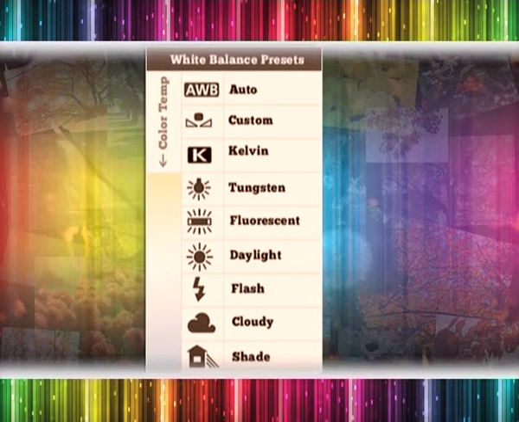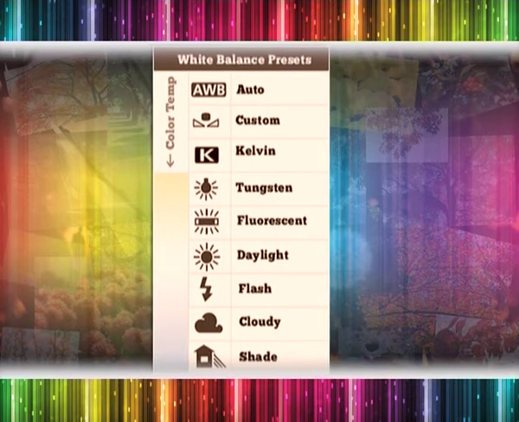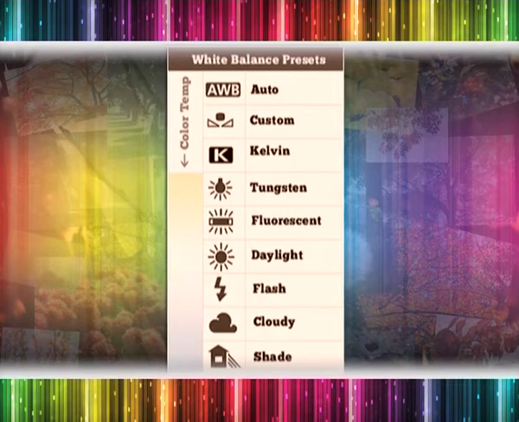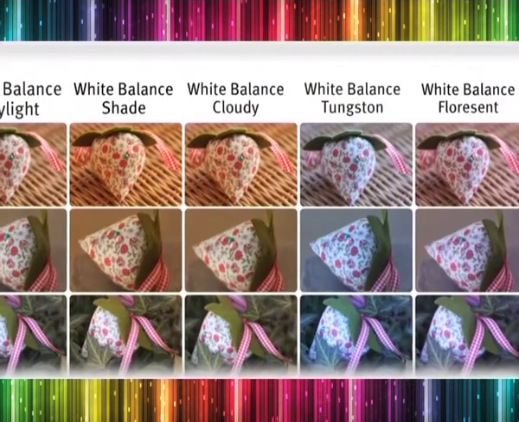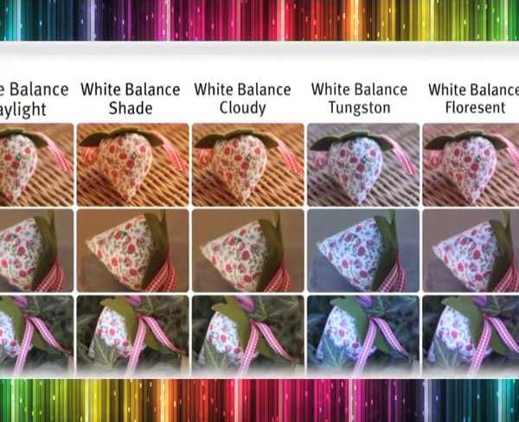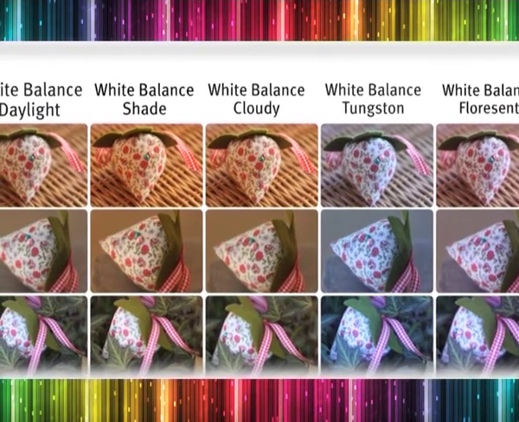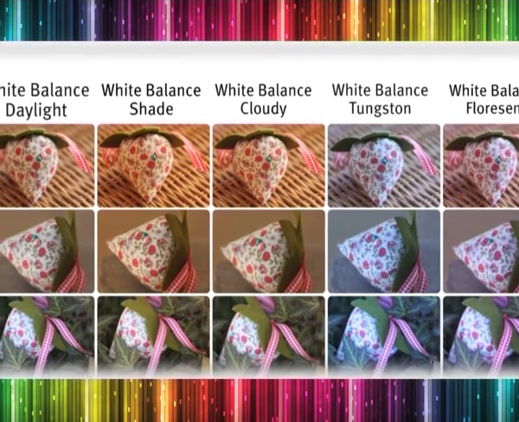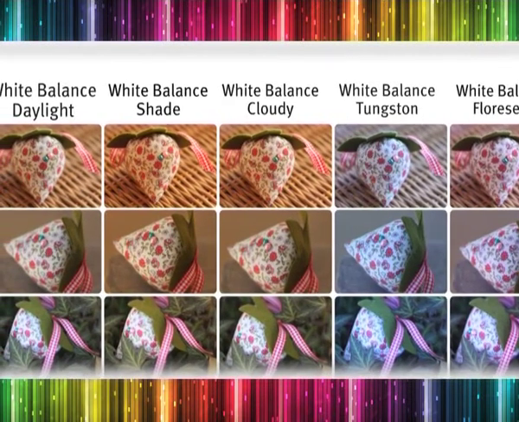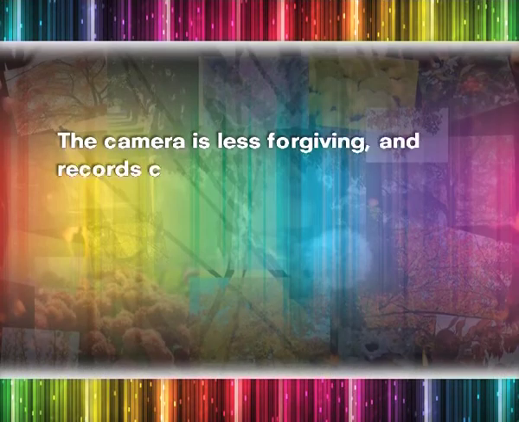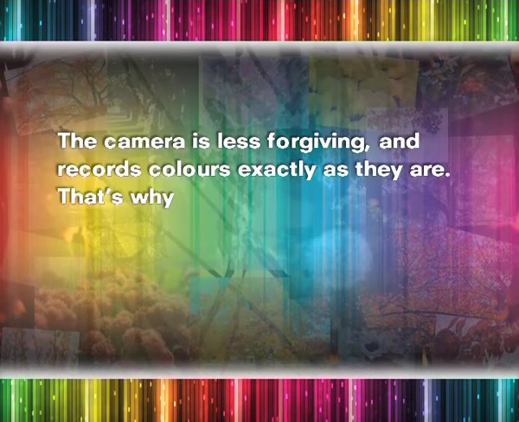Using auto white balance is the simple option, but cameras' white balance presets give more control over color. The color of the light will affect the colors in photographs. We probably won't notice this with the naked eye because our minds adapt very quickly to perceive the color of the light as neutral, even when it's not. The camera is less forgiving and records colors exactly as they are.